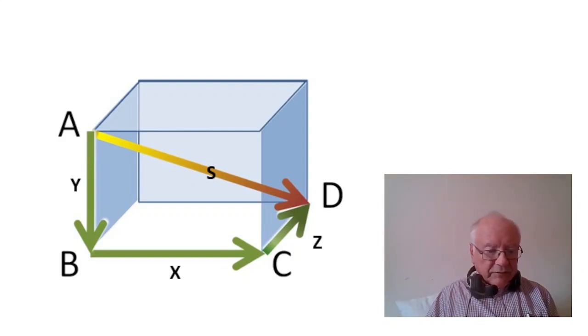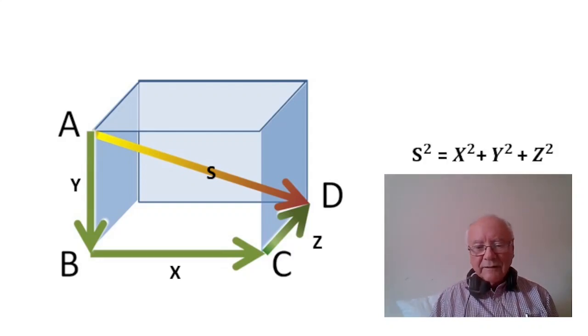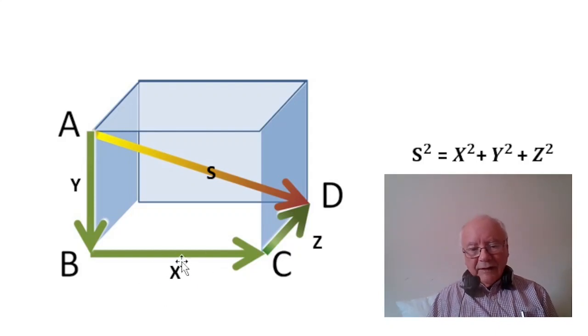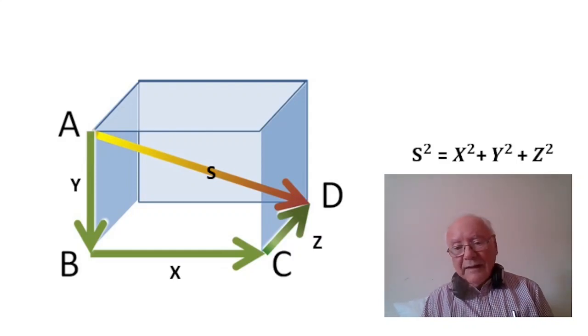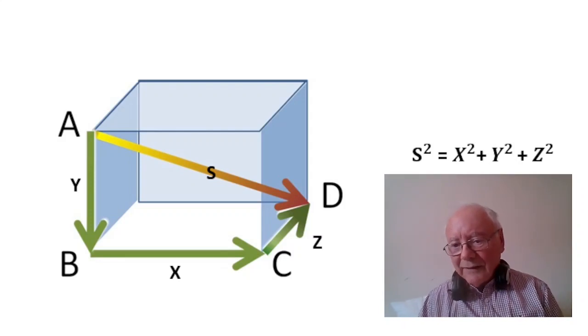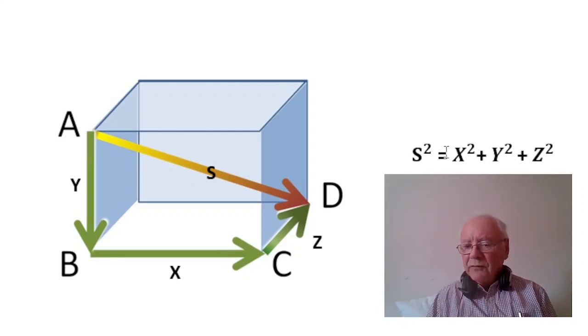And it's not too difficult to see that we can actually extend this theorem to 3 dimensions. In other words, if x squared plus y squared is this length AC squared, and then go into the other triangle, AC squared, which is x squared plus y squared, add to it z squared, and then that gives you s squared. So going into 3 dimensions is really easy. You just add another z squared to the formula, but you still got s.